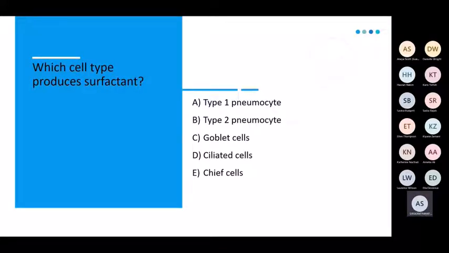The next one. Which cell type produces surfactant?